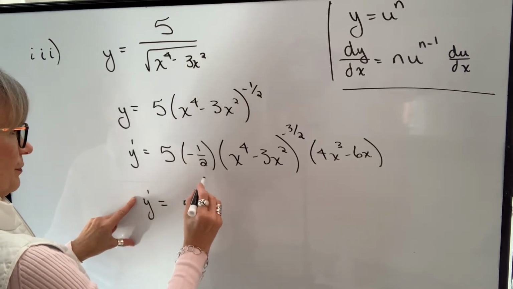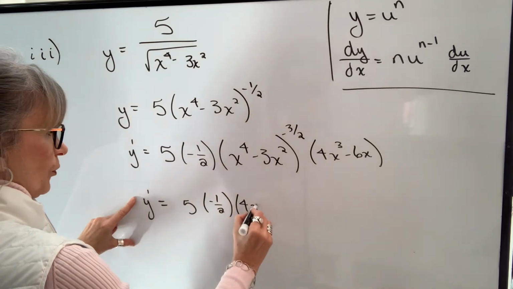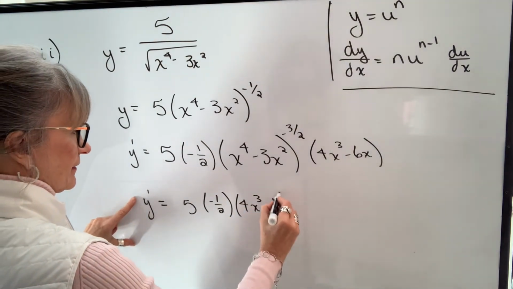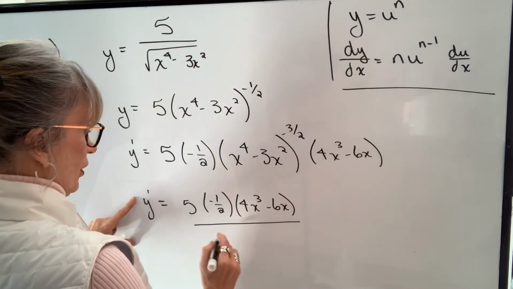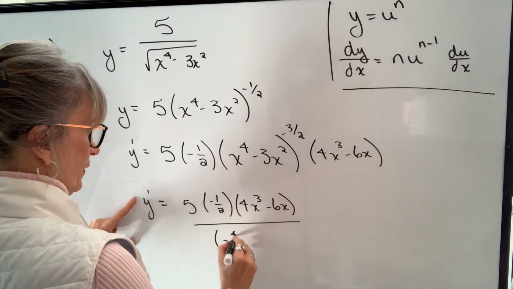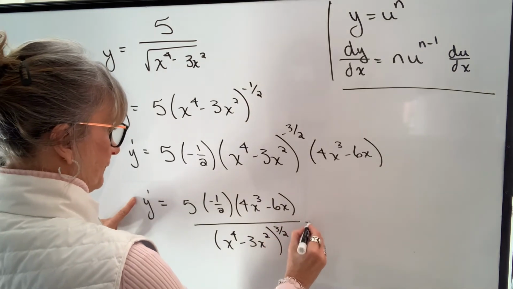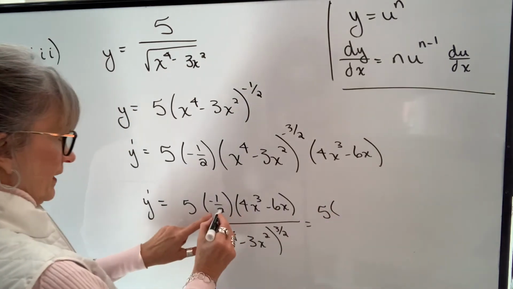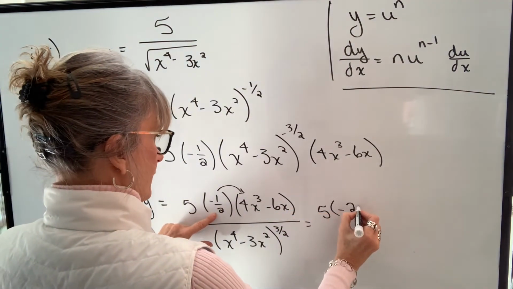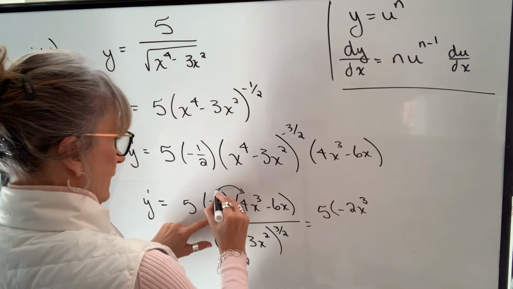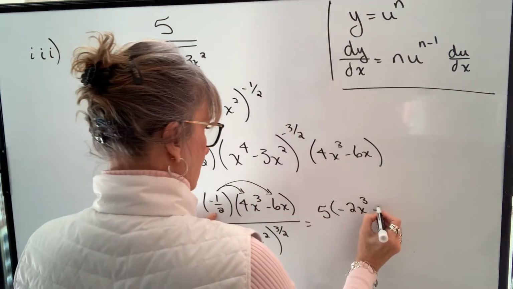I'm going to multiply negative 1/2 times 4x cubed minus 6x. I'm going to put this value in the denominator so it becomes a positive exponent of 3/2. And if I distribute the negative 1/2 here, I'm going to get negative 2x cubed. When I multiply negative 1/2 times negative 6x, I get plus 3x.